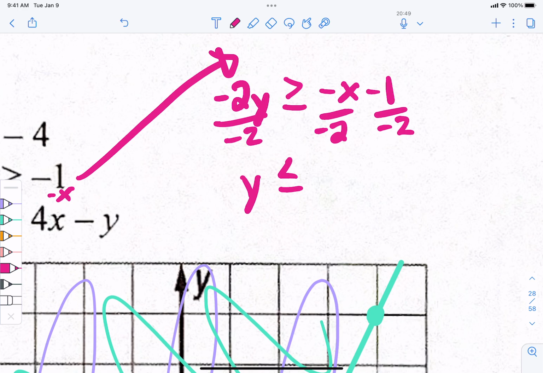What is negative x divided by negative 2? Whatever's in front of the x is 1. The negatives cancel, so just 1/2 x. And then negatives cancel again, so plus 1/2. Yep.